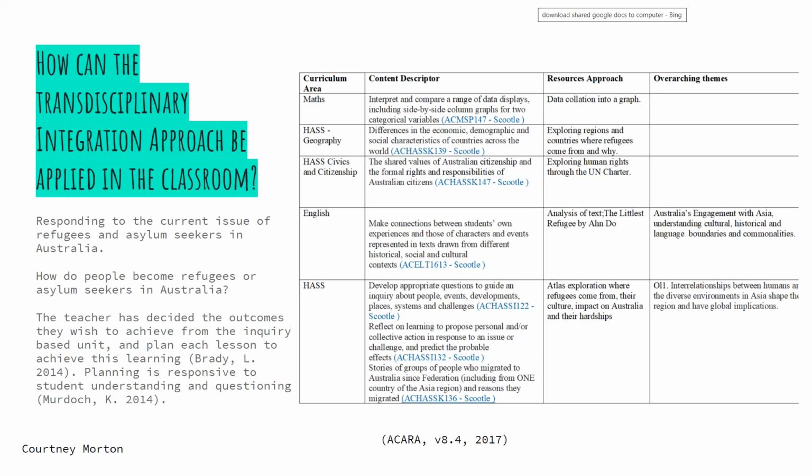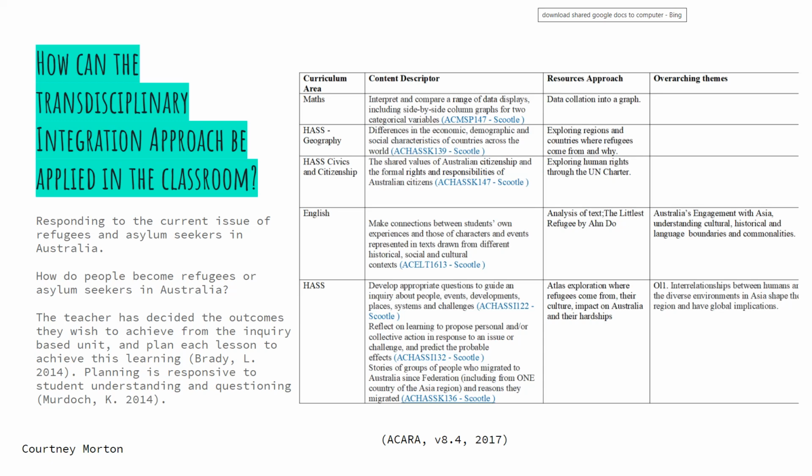This is an immersive inquiry-based unit of work covering maths, HASS, geography, civics and citizenship and English content descriptors, developing skills and knowledge. For example, in English, students make connections between their own experiences and those of characters represented in texts, drawn from different historical, cultural and social contexts. The Australian Curriculum Content Descriptor ACELT 1613, as they explore The Littlest Refugee by Ando.